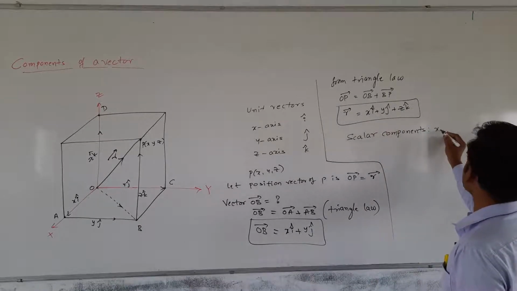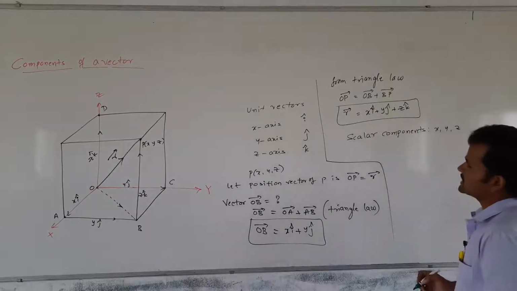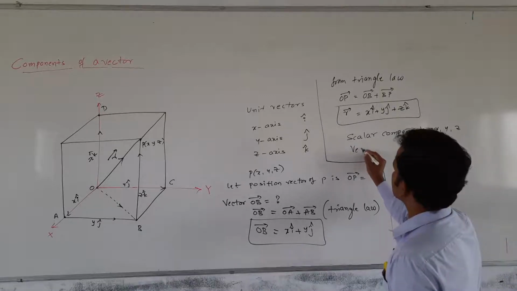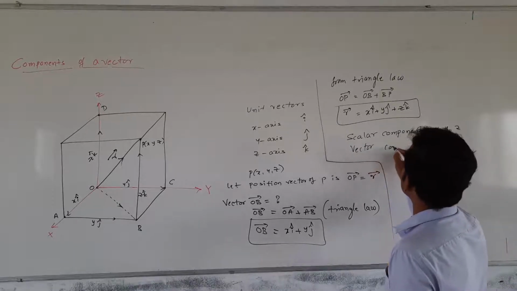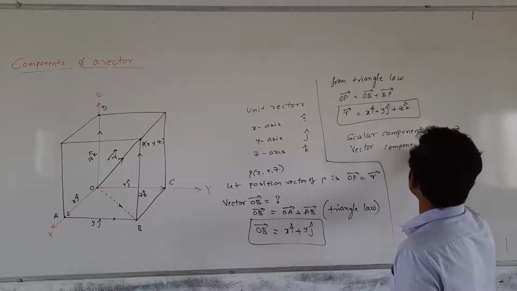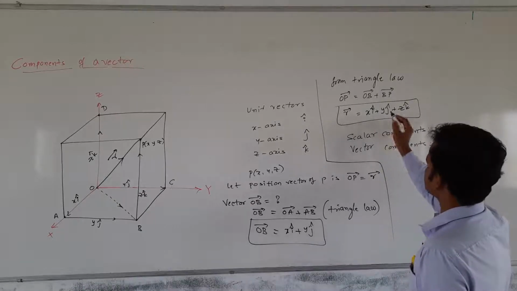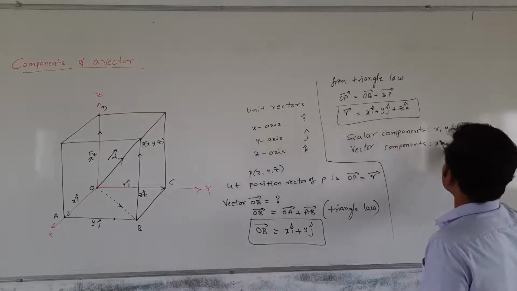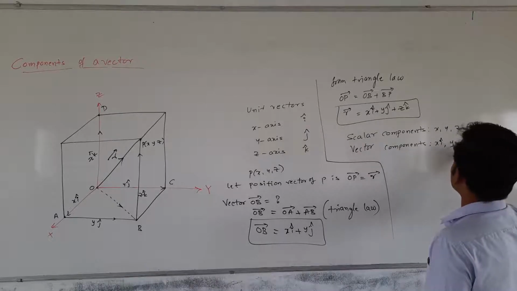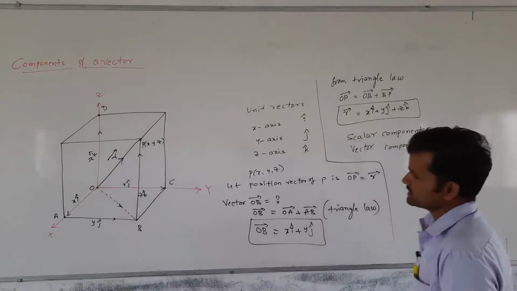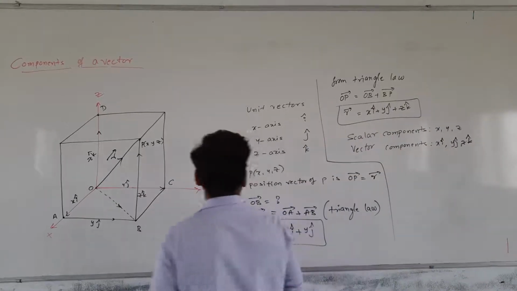Scalar components are x, y, z. And then what about the vector components? Vector components of this vector: x into i cap is the first component, y into j cap is another component, and z into k cap is the third component of the vector.